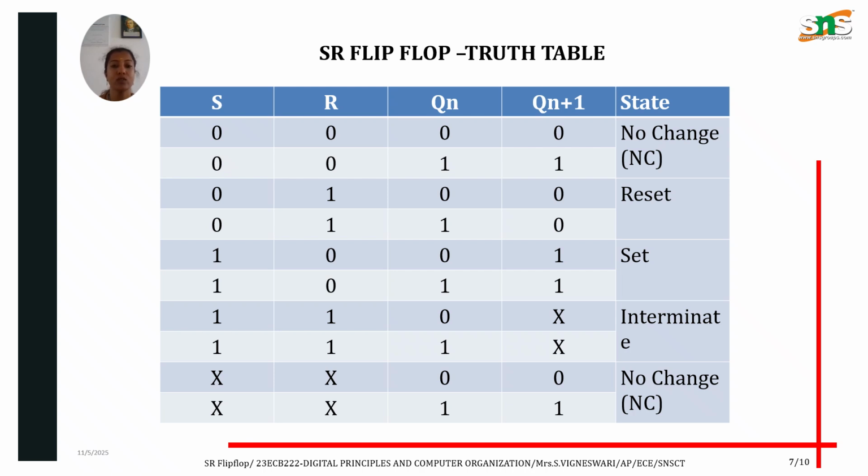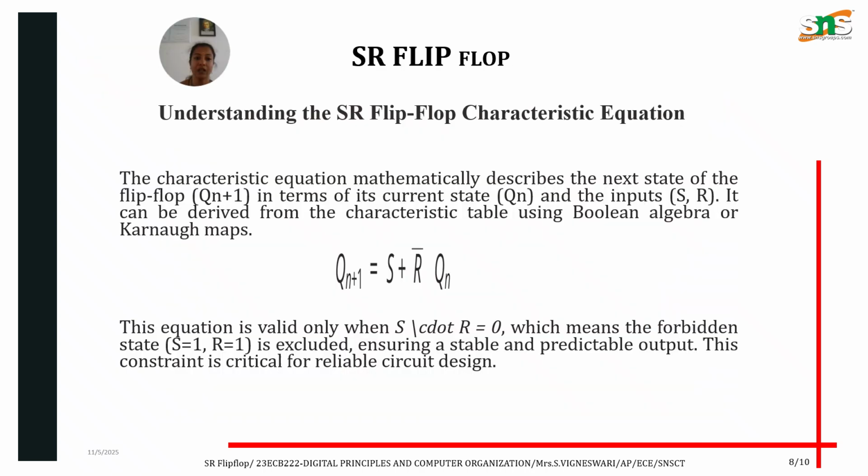And the next is the 1 0 condition, which is the set state. Whatever value is present in Qn, either 0 or 1, the next state will be set, that is 1. And 1 1 is the indeterminate state. Whatever value exists in Qn, the next state will be X, which is the indeterminate state, right? And when no inputs are given, it is not activated based on the clock pulse, then also it has no change. Whatever value exists in the previous state will be retained here.